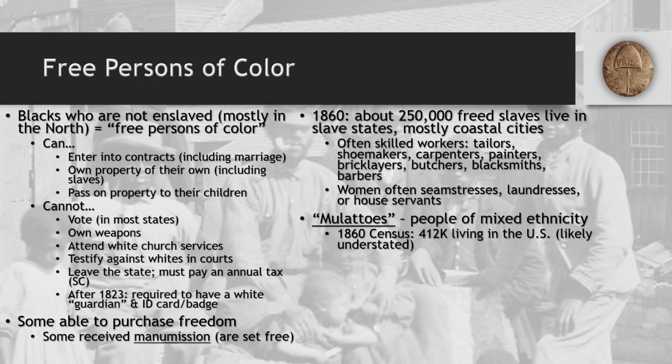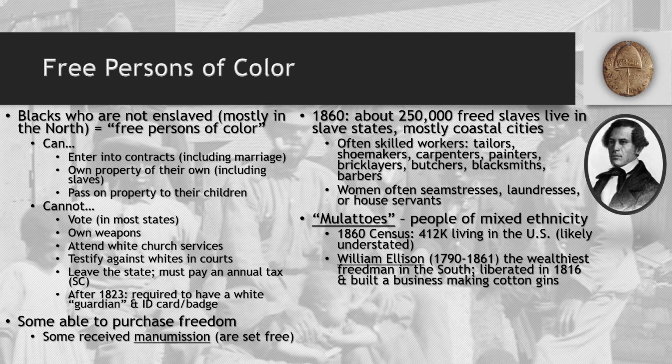Now, in the 1860 census, it's estimated that there are over 400,000 of these individuals living in the United States, and this is largely an understated number. Census takers during this time period did not have adequate access to specific numbers. Sometimes they had to estimate what was actually present.